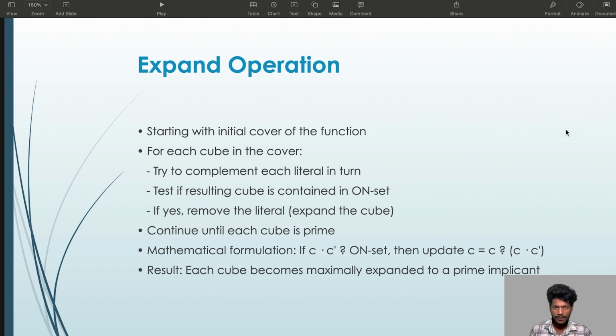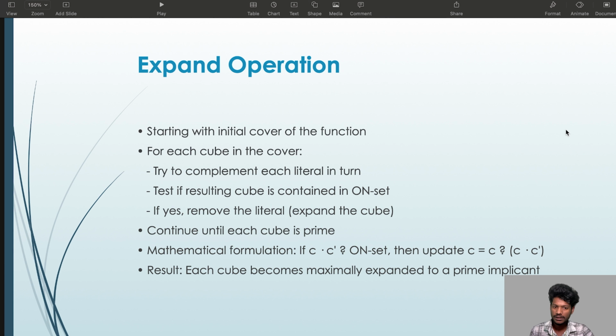When coming to the expand operation in detail, start with the initial cover of the function. For each cube in the cover, try to complement each literal in turn, and next test if the resulting cube is contained in the onset. If yes, remove the literal. That is how we expand the cube. Continue until each cube is prime. That's the main motto of the expand function.